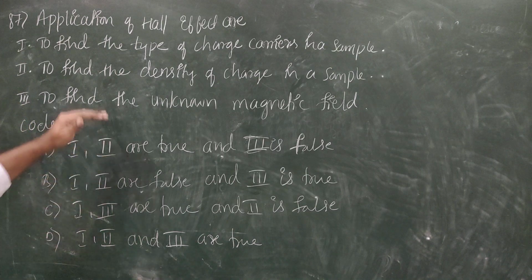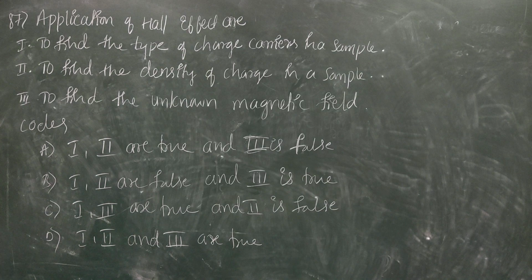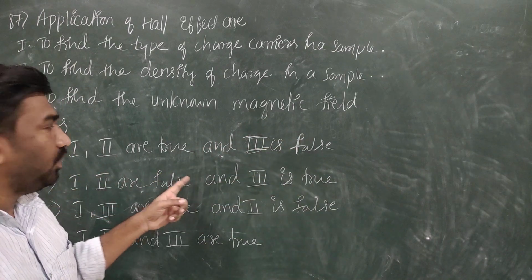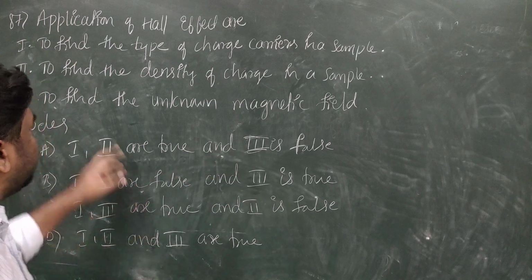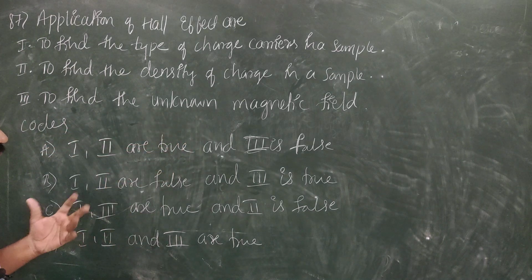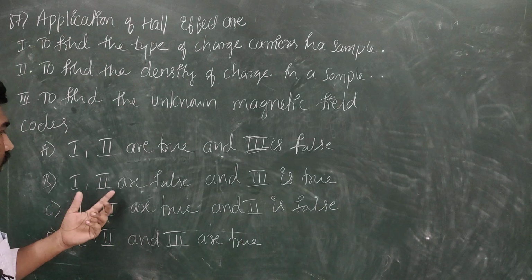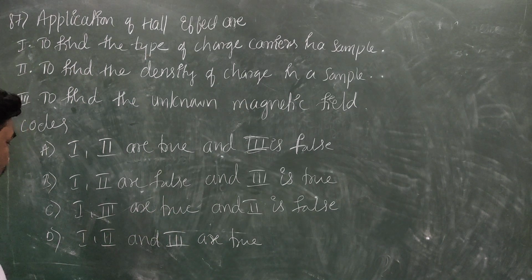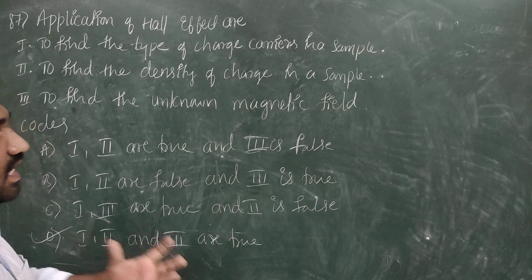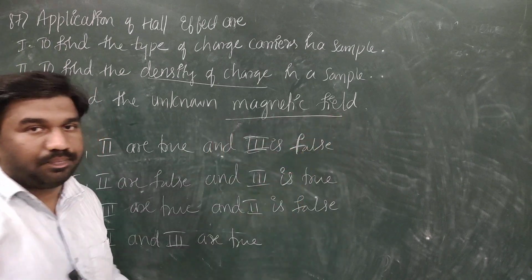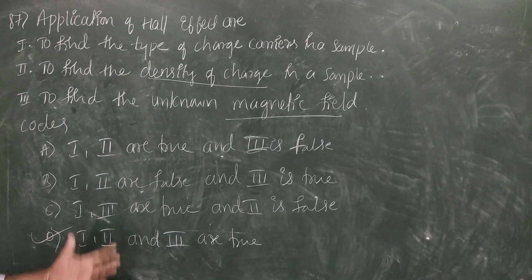Applications of the Hall effect are to find the type of charge carriers in a sample, to find the density of charge in a sample, and to find an unknown magnetic field. So these are the options given. 1, 2 are true and the third one is false. That means they are saying that finding the unknown magnetic field is not possible using the Hall effect. No. 1, 2 are false and 3 is true; 1, 3 are true and 2 is false; and 1, 2 and 3 are true. Yes, option D is correct. That means by using the Hall effect we can find the type of charge carriers in a sample, the density of charge in a sample, and also detect the magnetic field. So all three points are correct.